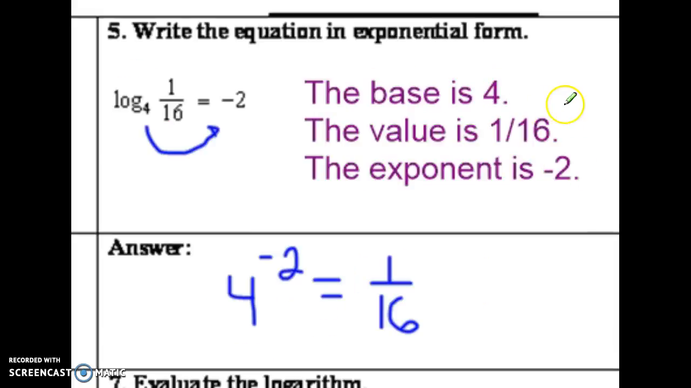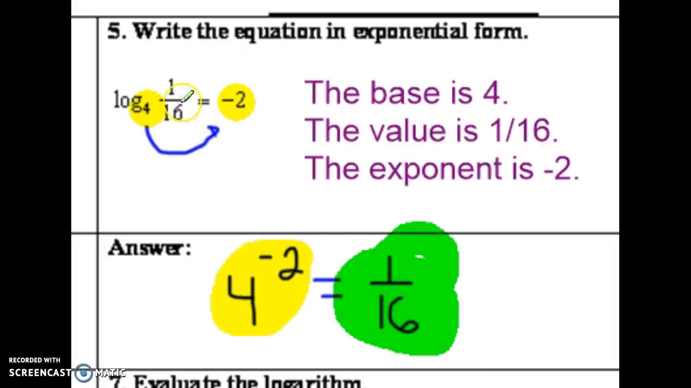In problem number 5, we're going the other way around. We have a log. We're going to write it as an exponent. My base is 4. 4 to the negative 2 power is 1 over 16. And that's correct because the negative means it goes in the denominator. So 1 over 4 squared is 1 over 16.